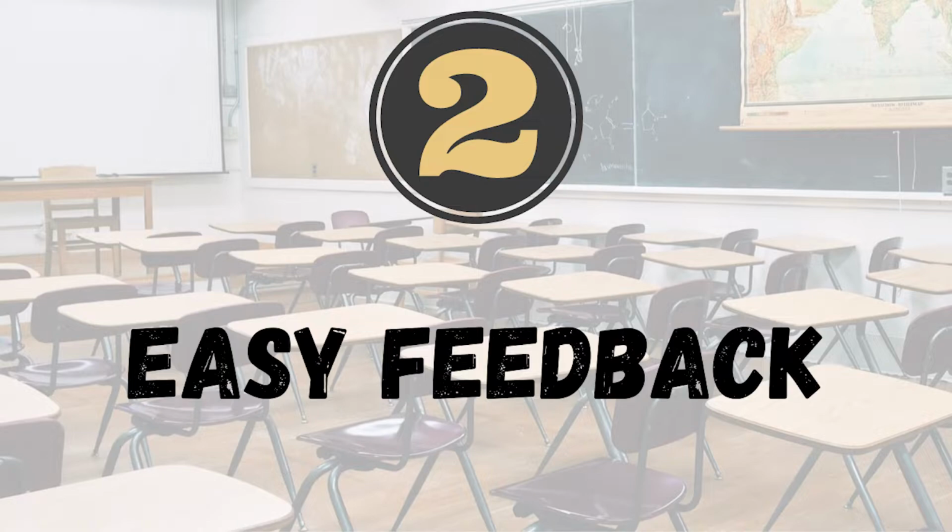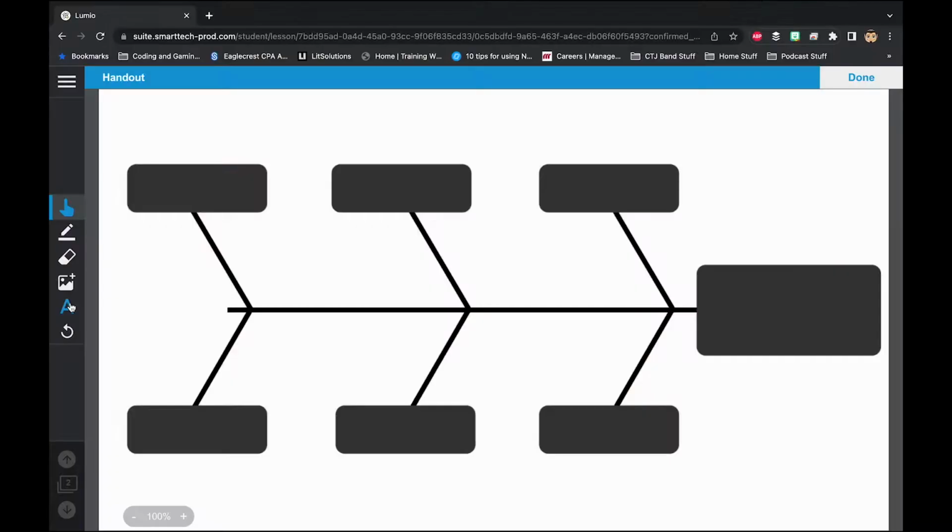Reason number 2, easy feedback. I've pulled in this fishbone activity from Google Drive by doing the same process that I did with the first PDF and PowerPoint. And as you can see, I'm editing this as a student. So this has been assigned to me as a student. I can then go in, add my text, and because this is nothing more than just an object, when I'm done with my typing, I can go ahead and resize it.